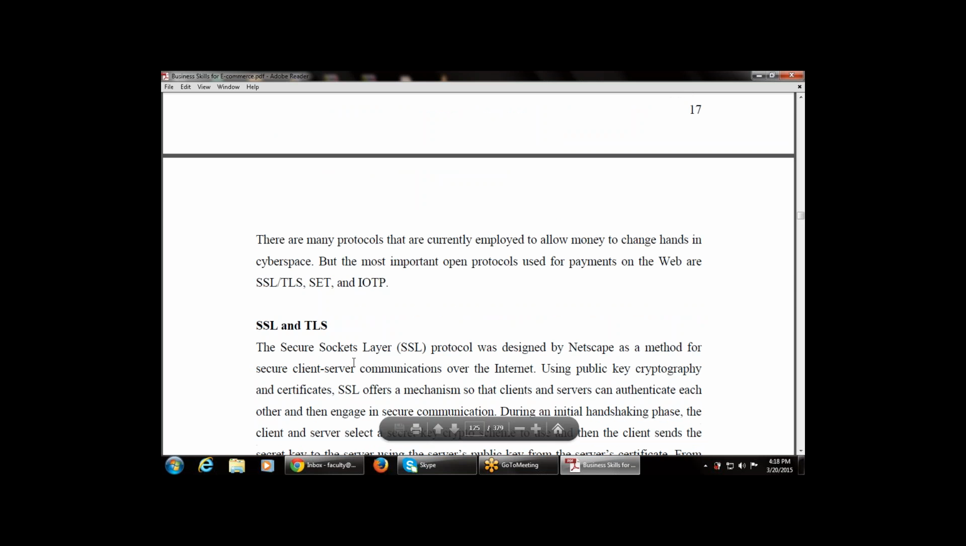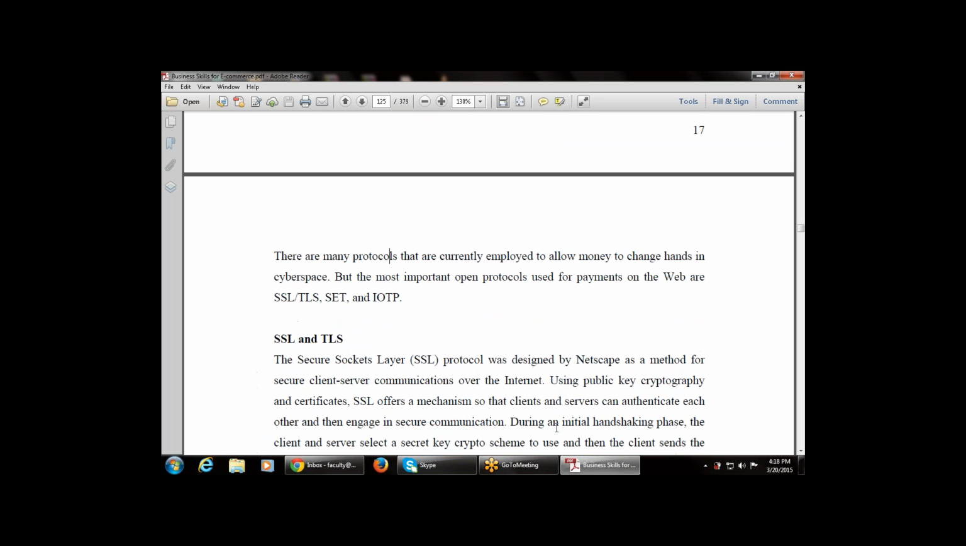So there are so many protocols available that are used for day-to-day scenarios and currently employed to allow money to change hands in cyberspace. But the most common open protocols used for payment on the web, that is e-payment, are SSL, TLS, SET, IOTP. So these are the most important protocols used with the e-payment system.